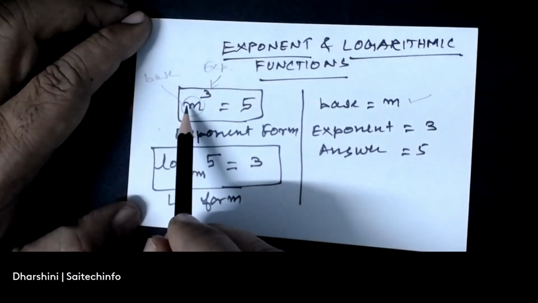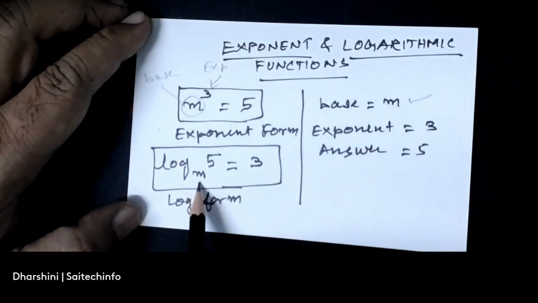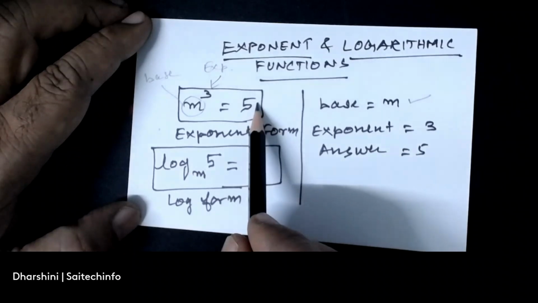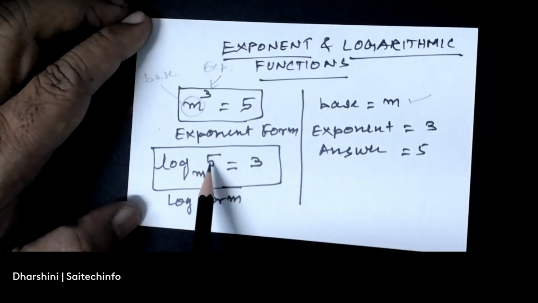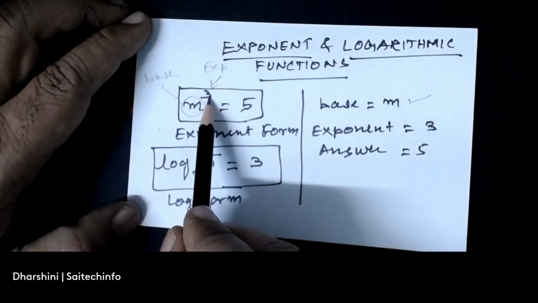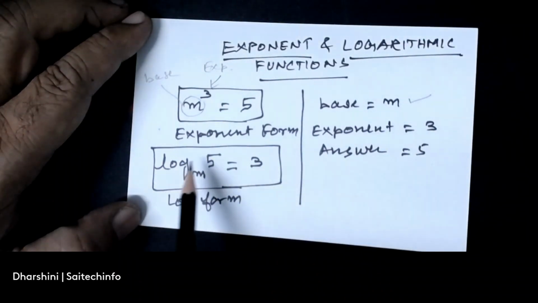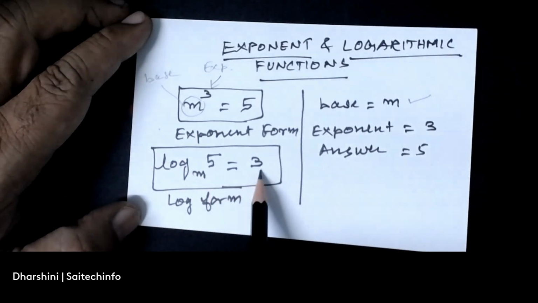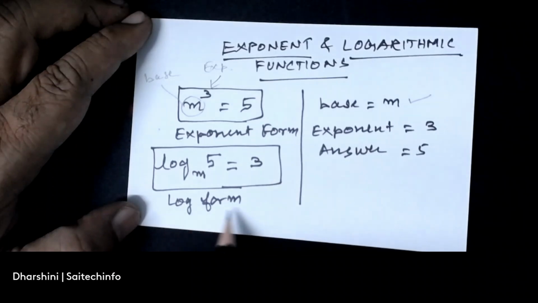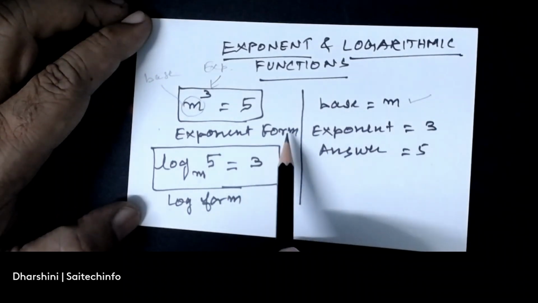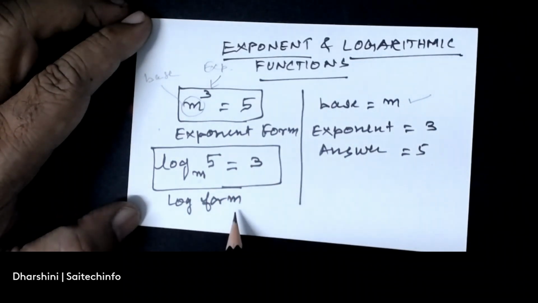That is, the base in the exponent form is retained as the base in the logarithm. And the answer here is taken in this place. And the exponent 3 is the answer of the logarithmic function: log 5 to the base m is equal to 3. So this is called logarithmic form. So you should be able to convert the exponent form into logarithmic form and vice versa.